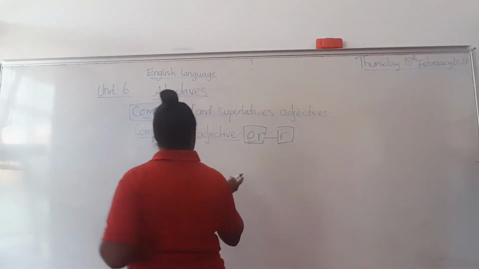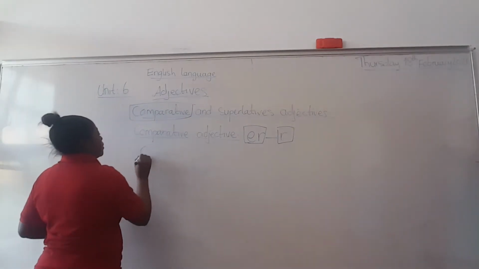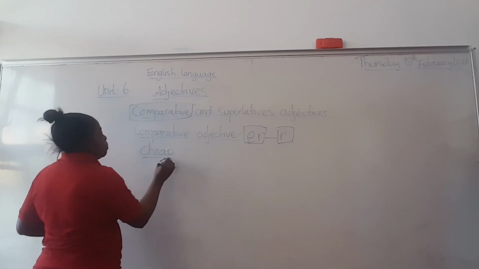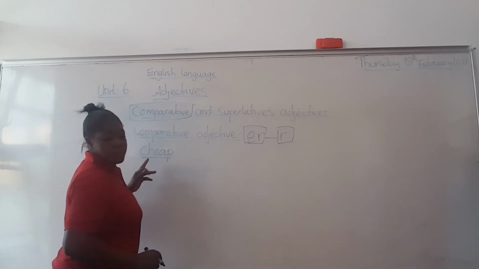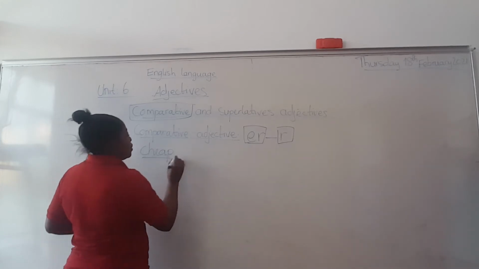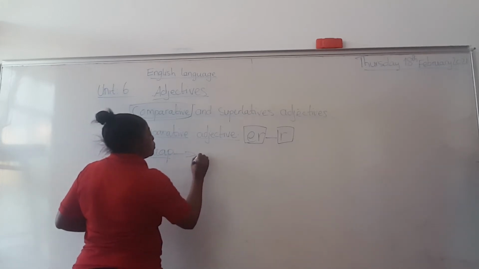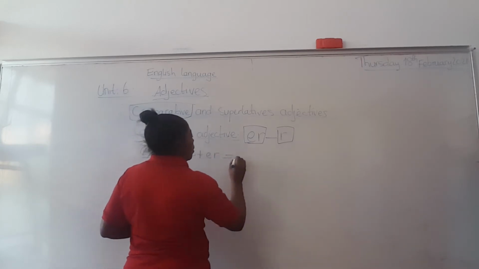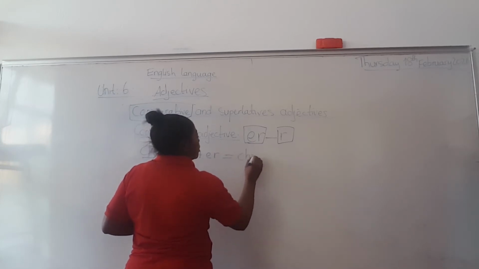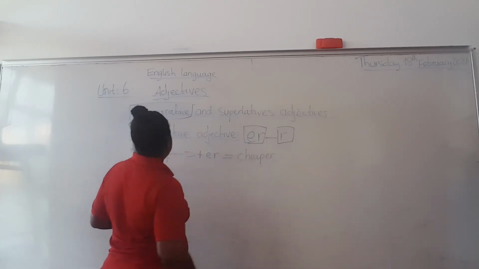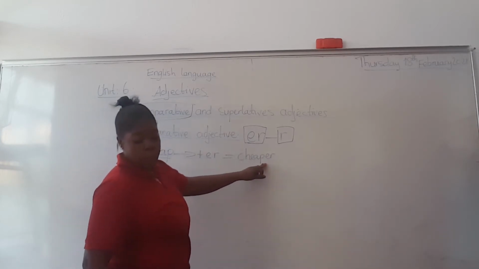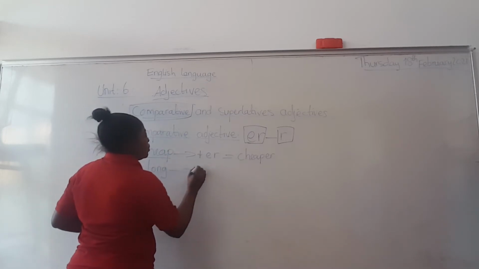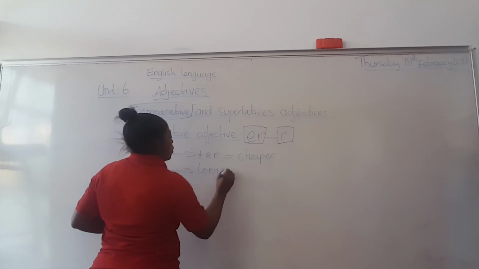Let me give an example of an adjective. Cheap is what? Cheap is an adjective. To compare cheap, we are going to add er and it becomes what? Cheaper. Cheap, cheaper. Long, longer.